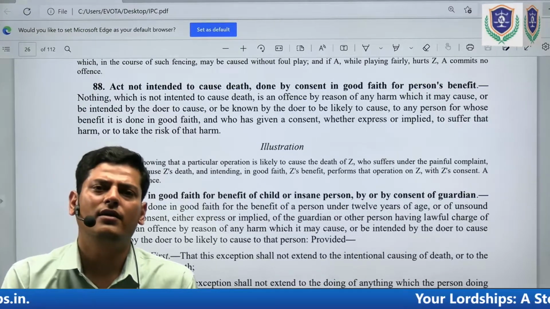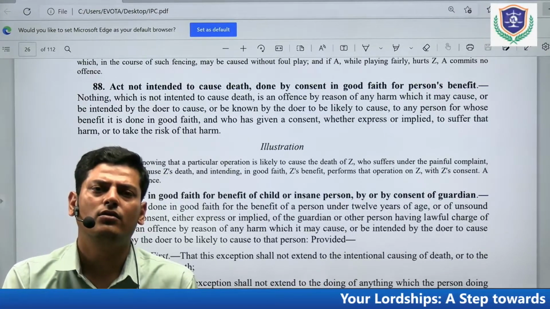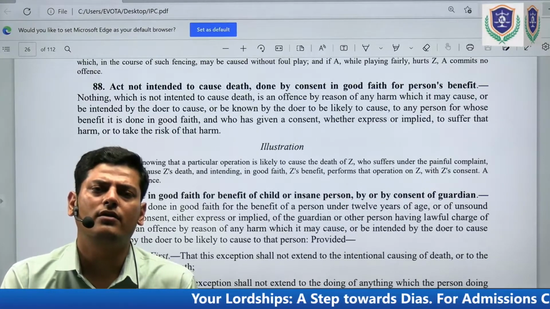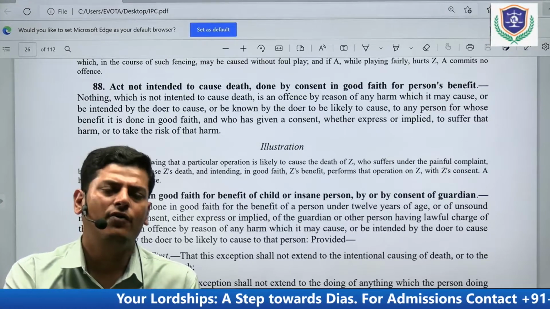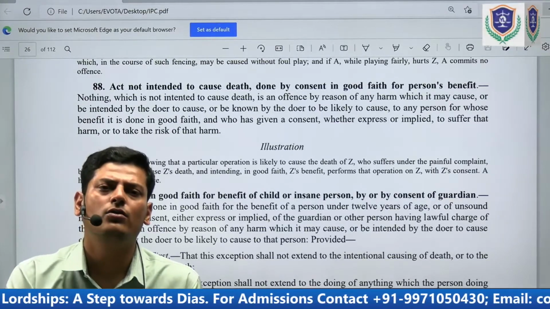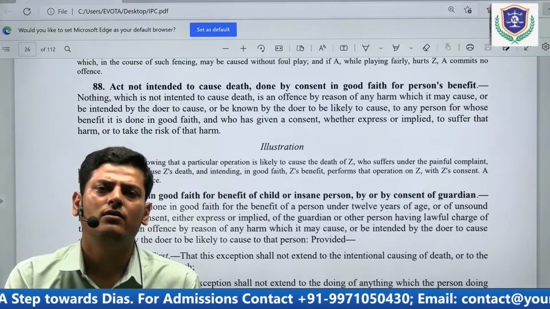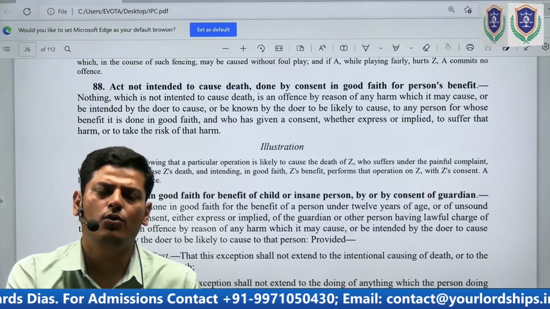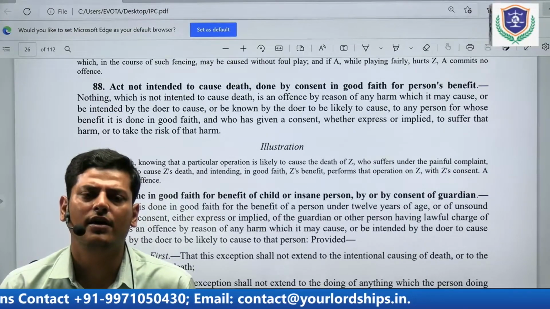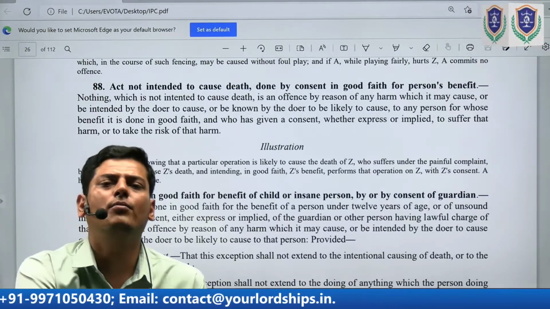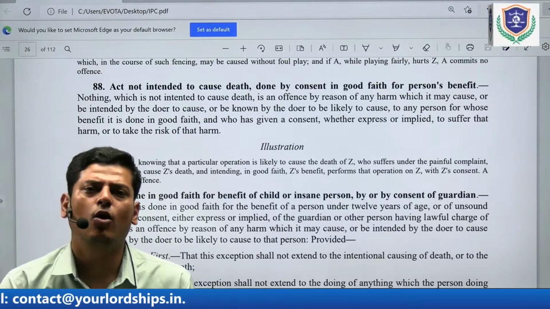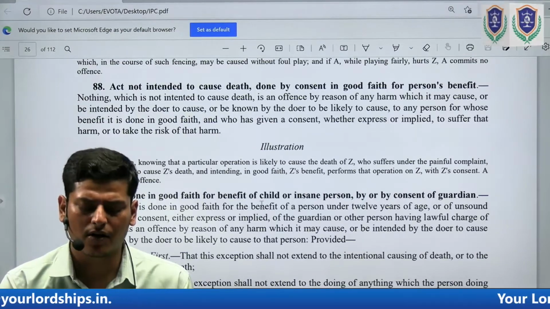You go to a doctor for your surgery, and then you sign that declaration or consent form. You consent to whatever harm may occur. So these cases are covered under section 88. You may also consent on behalf of your children for the same operation or surgery. That is covered under section 89.